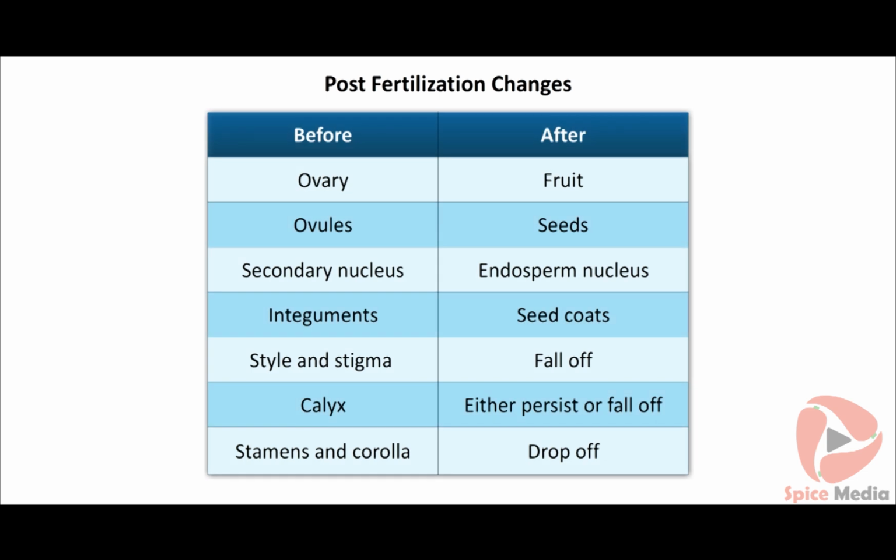Look at the table showing the pre and post status of the different parts of a bisexual flower. The integuments develop into outer and inner seed coats. The style and stigma will fall off. Calyx will either remain with the fruit as in case of brinjal, or else it will fall off. The stamens and corolla of the flower drop off.